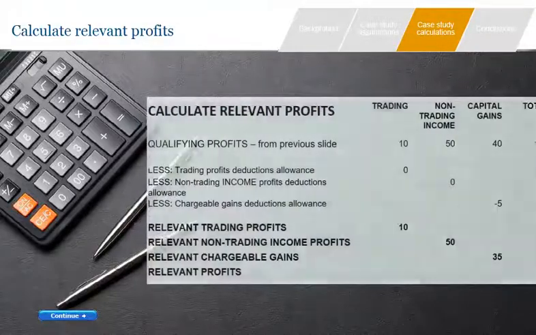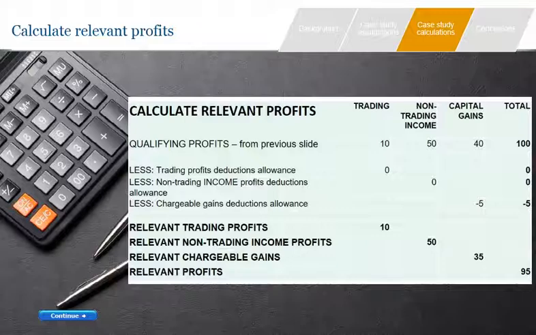We next subtract the deductions allowance of £5 million from qualifying profits to arrive at relevant profits of £95 million. So, for example, relevant trading profits is equal to qualifying trading profits less that part of the deductions allowance that the company allocates to trading profits, and so on. In much the same way that the Step 2 amount on the previous slide could be apportioned between income streams at the company's discretion, so too can the deductions allowance be allocated at the company's discretion to one or more of the different income streams which make up qualifying profits.